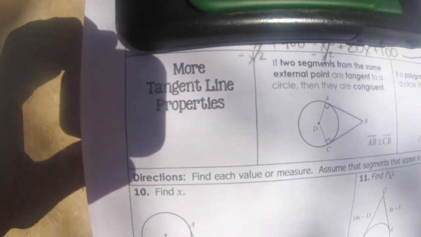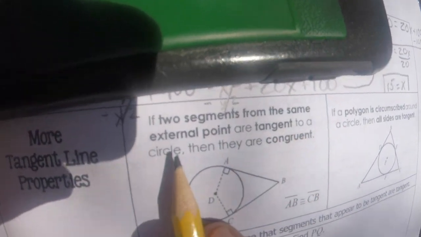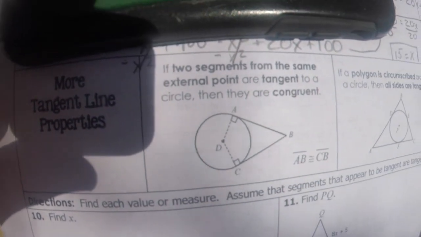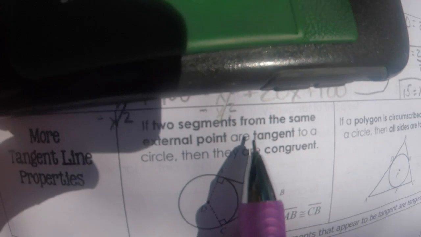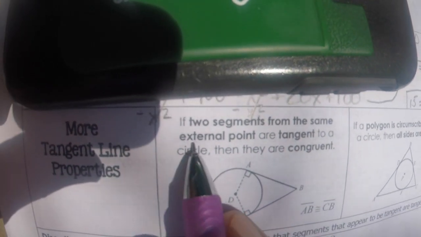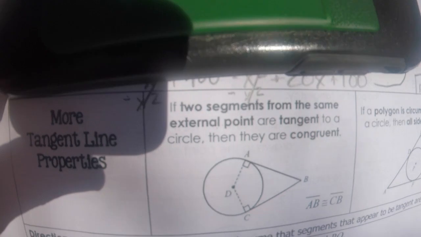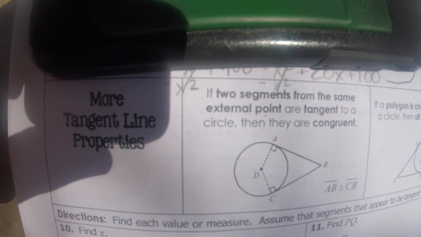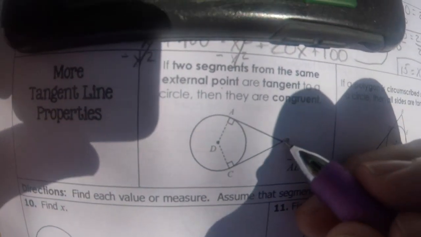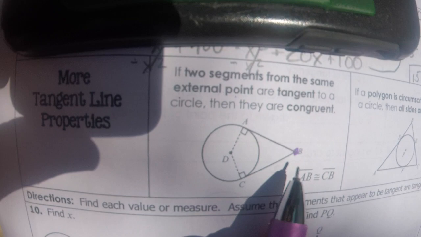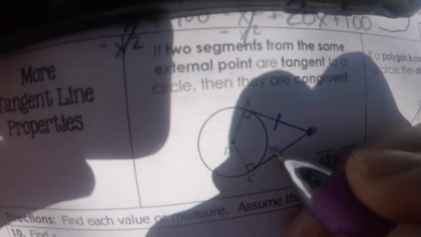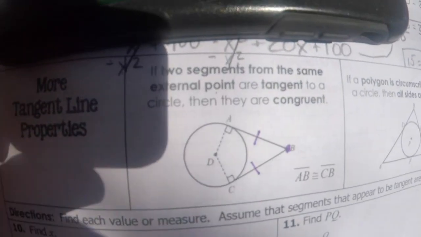More tangent line properties. It says if 2 segments from the same external point are tangent to a circle, then they are congruent. Now, that's a little wordy. Let's break it down. 2 segments from the same external point. What does the word external mean? Outside. The word external means outside. So a point outside of the circle. That would be point B here. So if I have 2 tangent lines that extend from the same point that's outside the circle, that means they're congruent to each other. That means they're the same length.